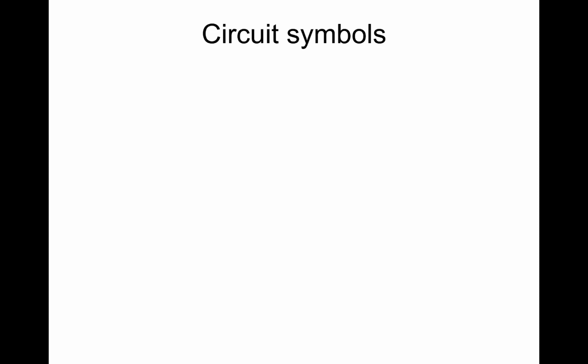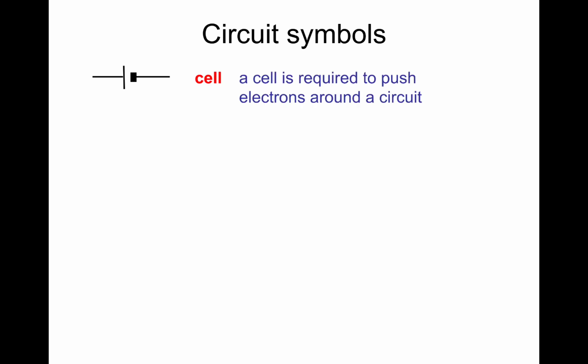So let's go through a list. So first one, try and guess what they are as we go. So that'll be a cell. And a cell basically is required to push electrons around the circuit. It's the push of the current. Voltage is electrical energy transferred per unit coulomb, which is in a different video on voltage, the first one I believe.